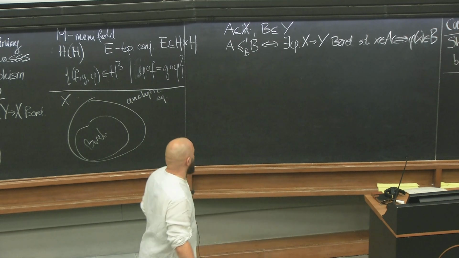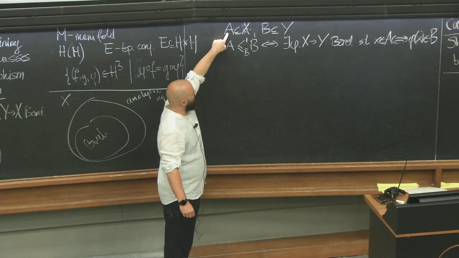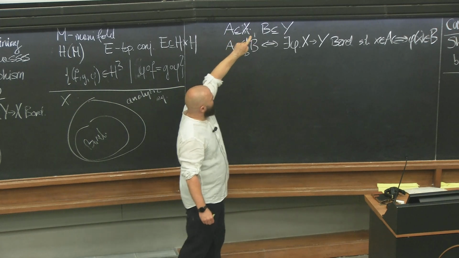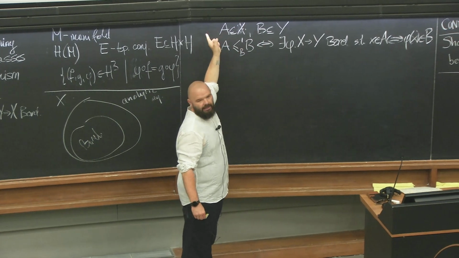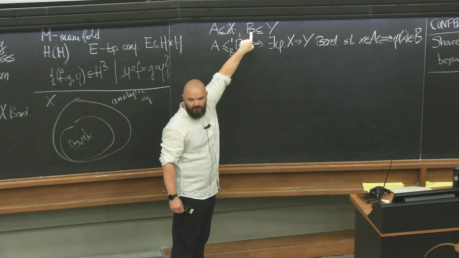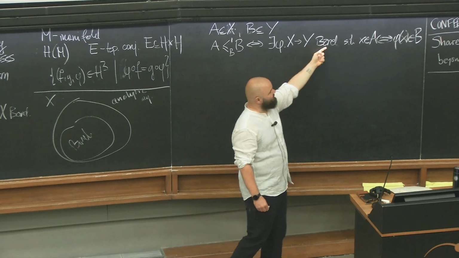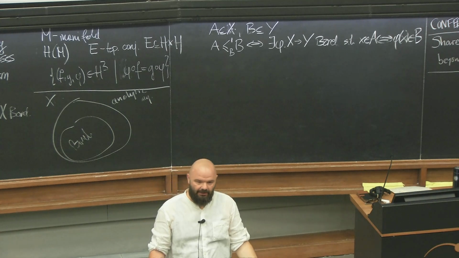And now, if you find that A is non-Borel, and A reduces to B, then B also cannot be Borel, because if it would be, then its preimage had to be a Borel set. Contradiction.